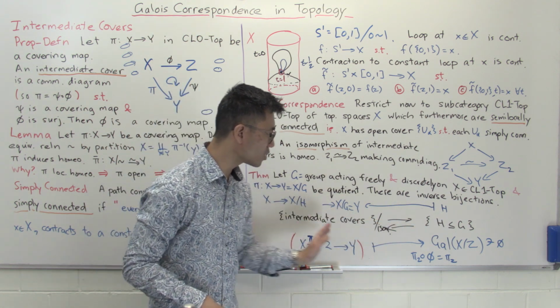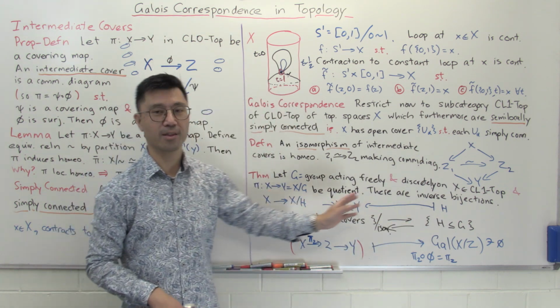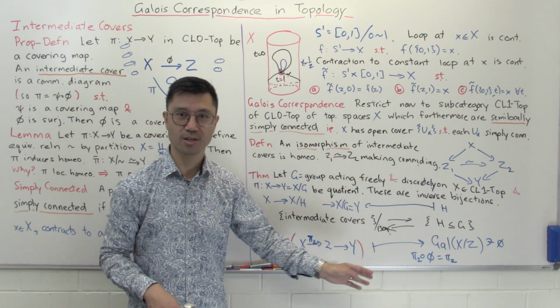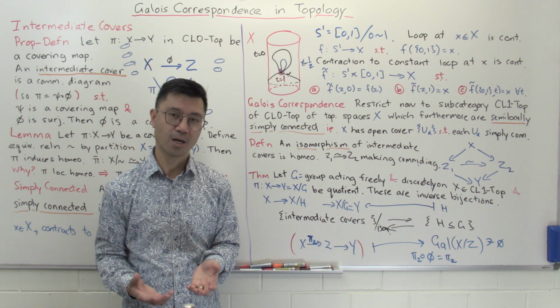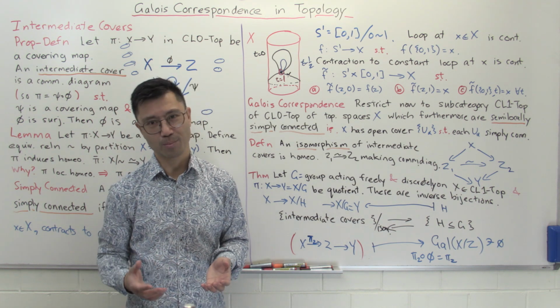That shows you that this is a well-defined map in this direction, and in fact it will turn out that this gives you inverse bijections. And there you have it, the Galois correspondence in topology. I hope you enjoyed this adventure in pure mathematics.